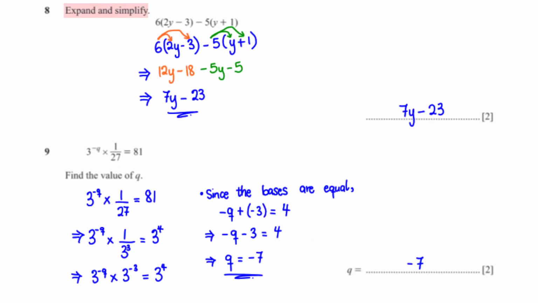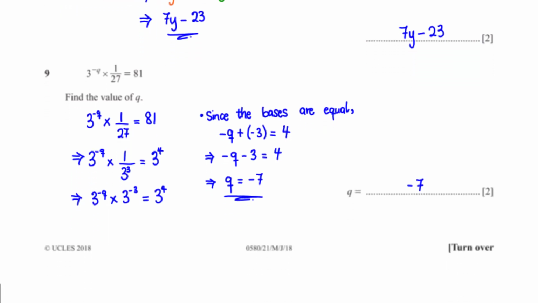Expand and simplify 6 into bracket 2y minus 3 minus 5 into bracket y plus 1. So let's expand the brackets. When we multiply 6 times 2y, we get 12y. When we multiply 6 times negative 3, we get negative 18. Negative 5 times y gives us negative 5y. And negative 5 times 1 gives us negative 5. 12y minus 5y gives us 7y. And minus 18 minus 5 gives us negative 23. So we have a final answer of 7y minus 23.